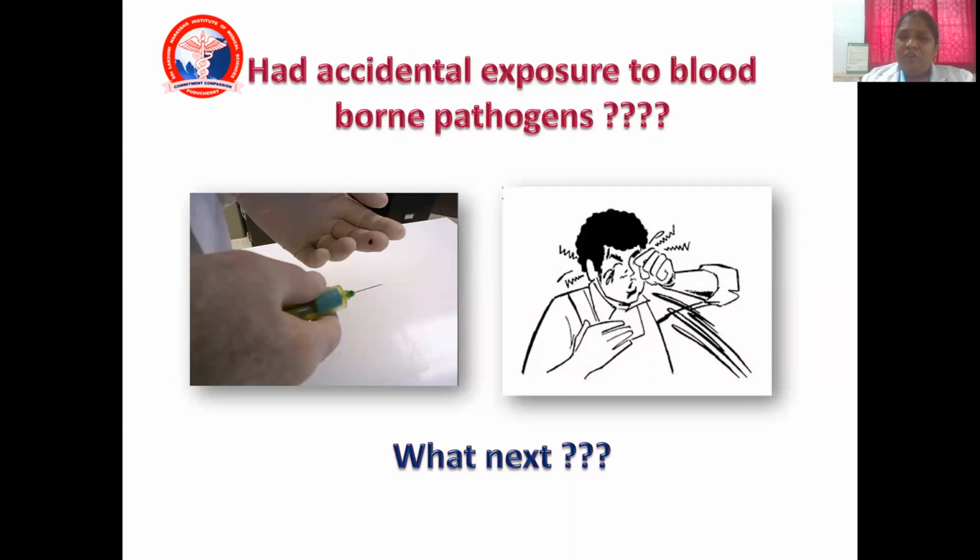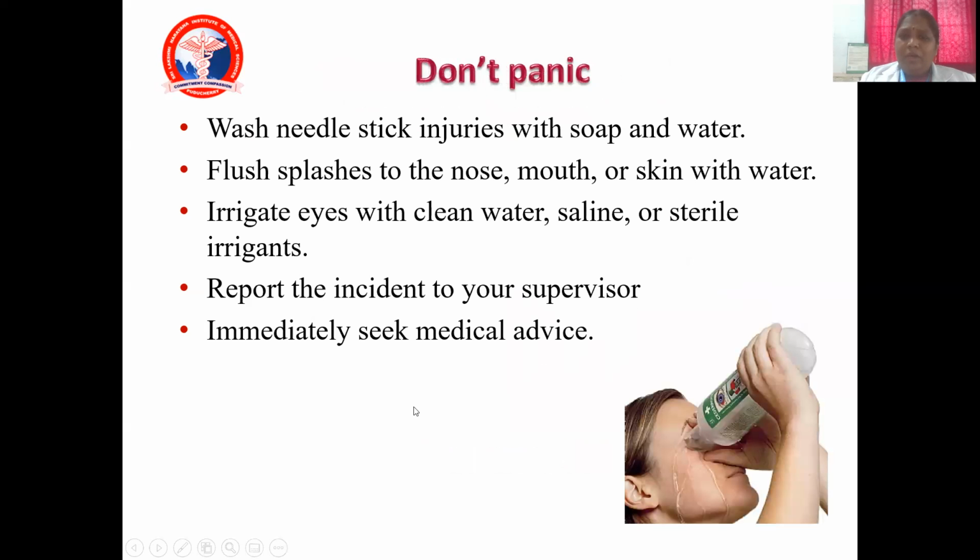Even if you are very cautious, many times we can get accidental exposure to bloodborne pathogens. Some splashes we may get, or sometimes an accidental needle stick injury. So what next? Don't panic. Wash needle stick injuries with soap and water. If any splashes are there, flush with water. If it is exposed to nose, mouth, or skin, wherever it is exposed, wash with water. Irrigate your eyes with clean water, saline, or sterile irrigants. Report this incident to your immediate supervisor and immediately seek medical advice.